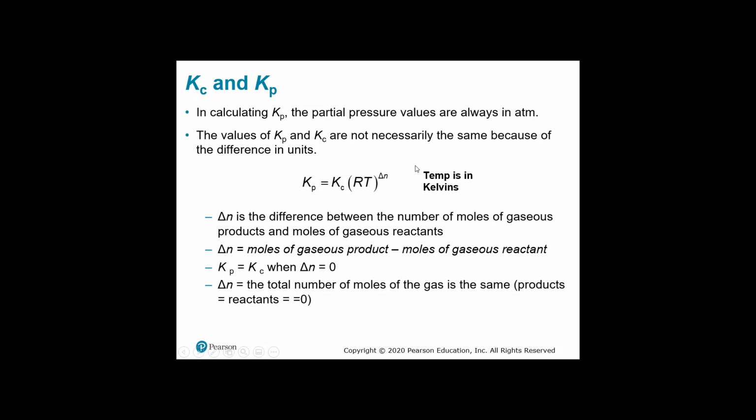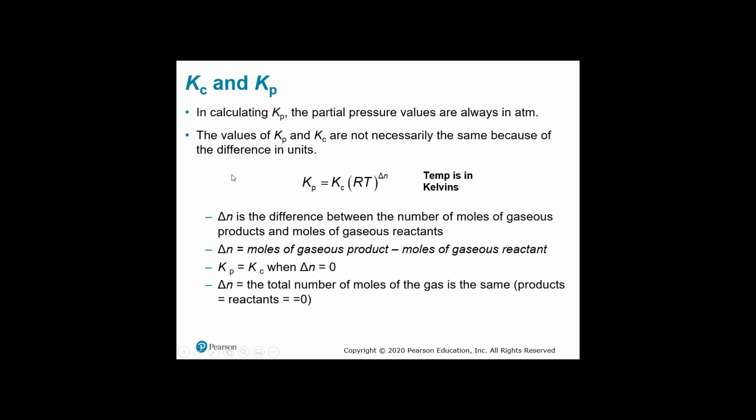So the values of Kp and Kc are not necessarily the same because they're in two different units, so you could not convert them directly. We need something in order to do this. So this is the formula we're going to use. We have our equilibrium constant for partial pressures on one side, and it's equal to the equilibrium constant of molar concentration times parentheses of our gas constant and temperature, in kelvins, to the power of delta N.